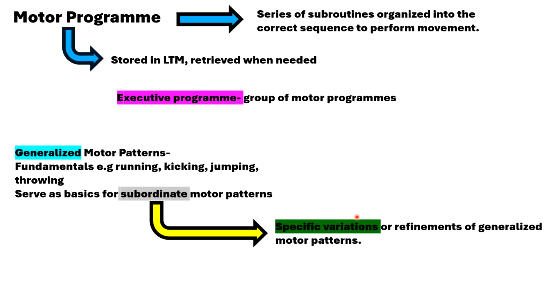Okay, so for example, you may turn running into dribbling. You may turn kicking into a specific type of kicking to give the ball in football, for example, a specific spin, such as a trivela, or from jumping to dunking in basketball. So generalized motor patterns are the fundamentals, they're the basics, and the subordinate motor patterns make the specific variations. And yeah, another example here.